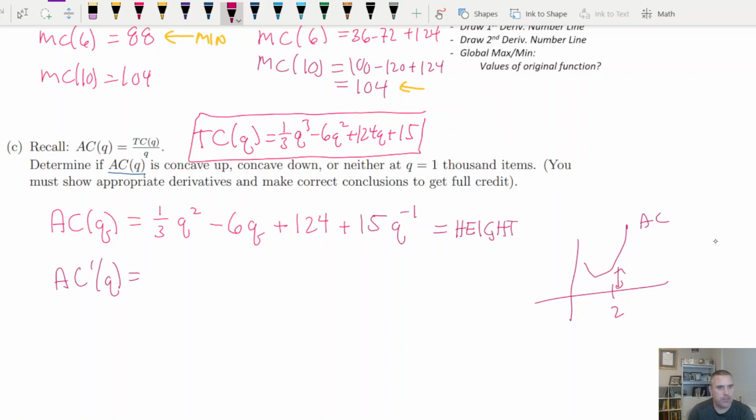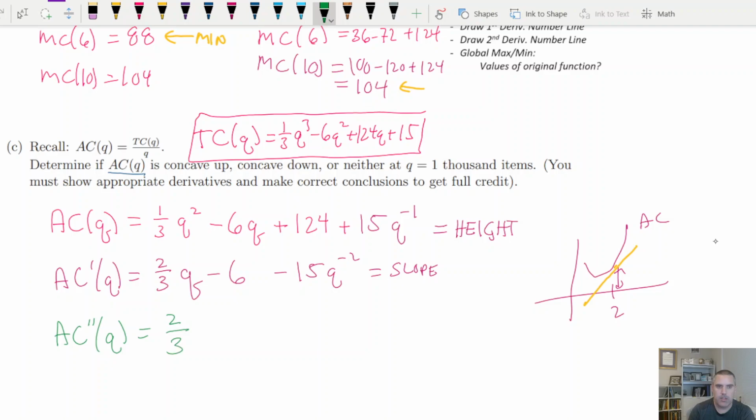So the slope of this thing is going to be 2/3 q minus 6, the derivative of this is 0, minus 15q to the negative 2. That means slope. So at a given point, that tells me what this is. So it's yet another bit of information about my graph. We've been dealing with that for a while. The second derivative tells you another little bit of information about your graph and its shape. So let's write down what it is. 2/3 plus 30 q to the negative 3.